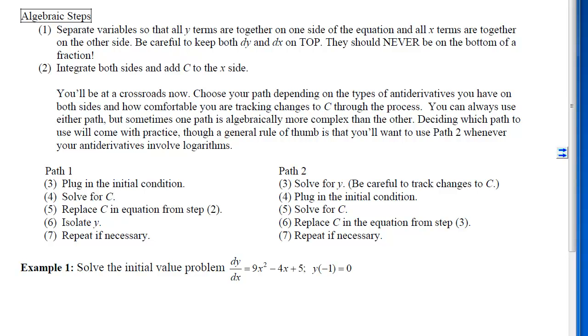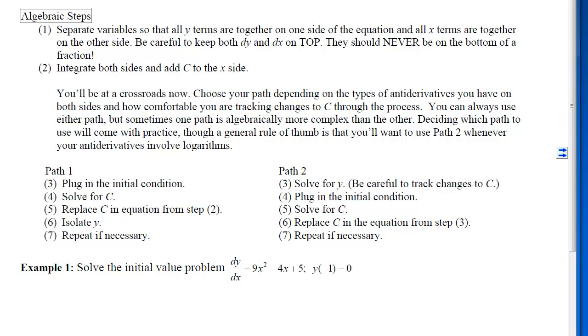The first step is you separate variables so that all the y terms are together on one side of the equation and all the x terms are together on the other side. Now, the biggest error that people make in this particular step is they forget to keep both the dy and the dx on top. They should never ever be on the bottom of the fraction.